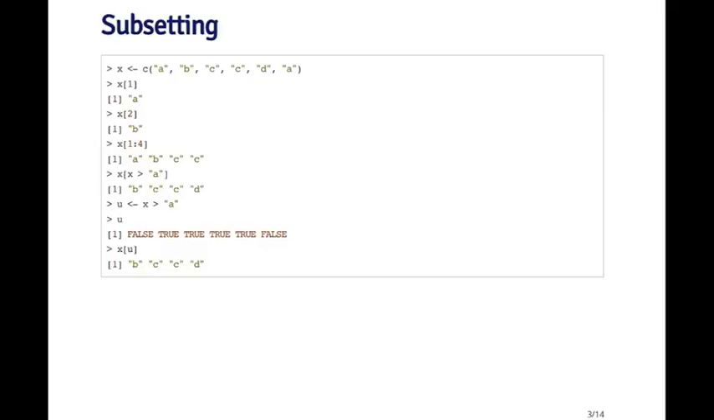The other thing I can do is create a logical vector, which I call u, which is just a true or false vector that tells me which elements of the vector x are greater than a. If I print out u here, I can see that the first element is equal to a, so it's not greater than a. The next four are greater than a, but the last element is equal to a, so again that's false. And so I can subset the vector x with this u vector, and then I get out all the elements that are greater than a.